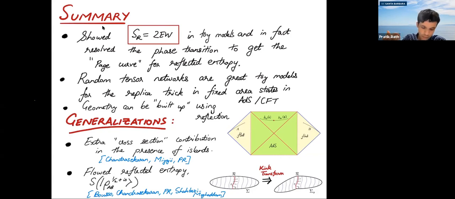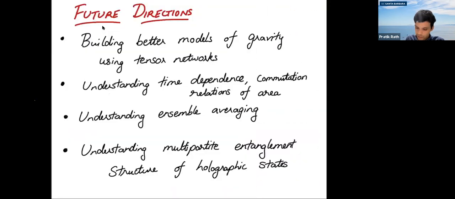And it would be nice to basically push the limits on tensor networks to bring it as close to gravity as possible. There are some generalizations of this that I don't want to talk about. Basically, in the context of islands, there's some generalization to this formula, which is basically captured by the West Coast model. And we can also consider some sort of modular flowed version of this, but I won't give more details on this. But anyway, some future directions I'm interested in is, as I said, building better models of gravity using these tensor networks. There are a lot of issues with tensor networks, so we're trying to resolve those, like understanding time dependence, how the commutation relations of gravity can come out of tensor networks, and so on.